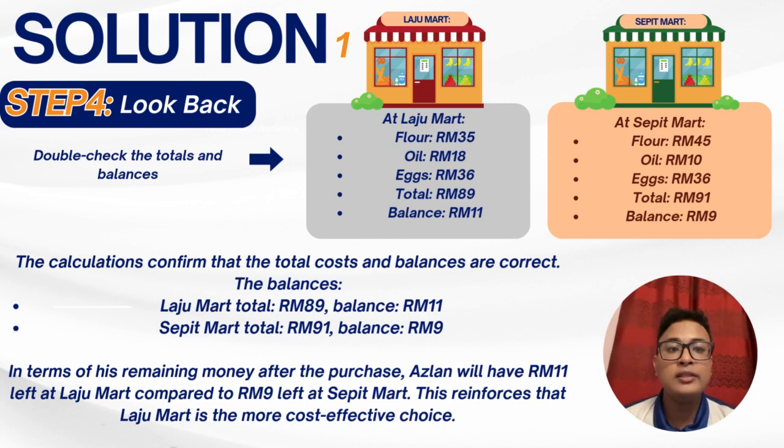In terms of his remaining money after the purchase, Azlan will have 11 ringgit left at the first store compared to the 9 ringgit left at the second store. This determines that the first store is the more cost effective choice, which is the first store is cheaper than the second store.